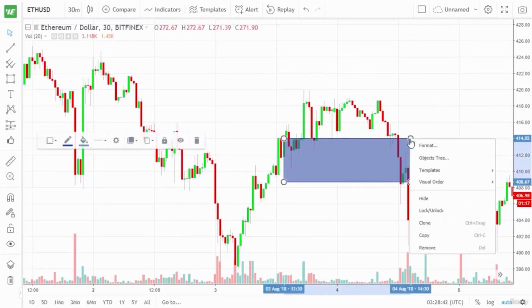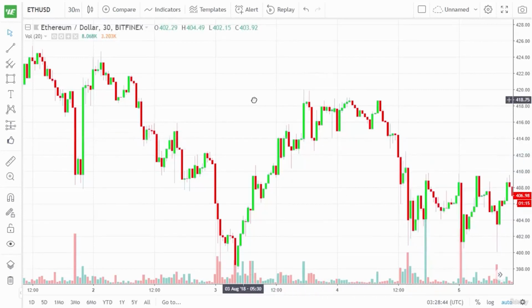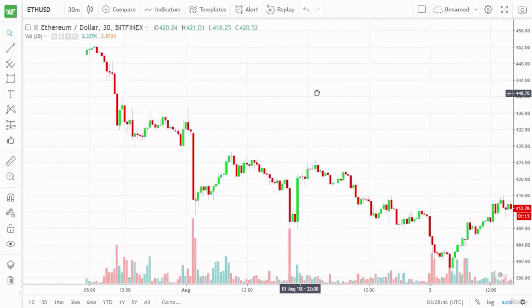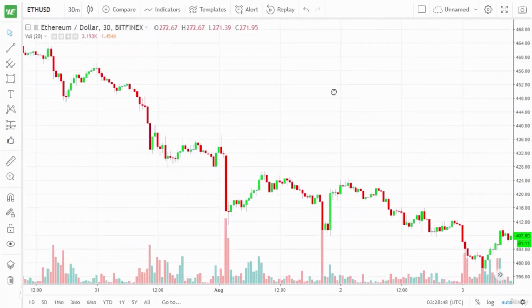Again, though, you can look for rectangles on any chart, any time frame. Rectangles on higher time frames mean more, obviously, because it takes more information to form them. And that's going to be true with almost everything technical analysis related.